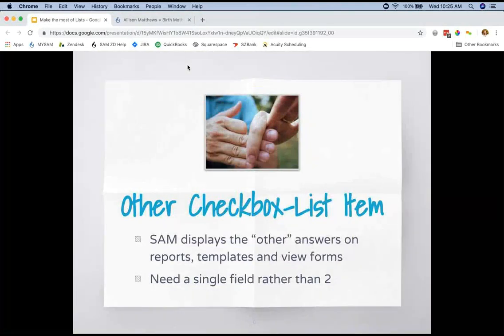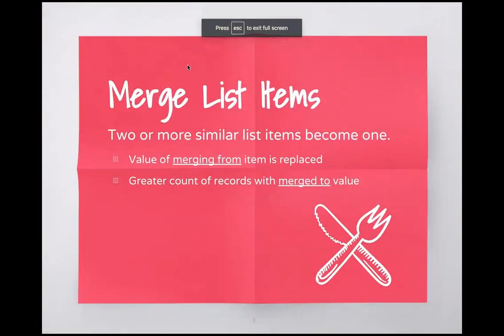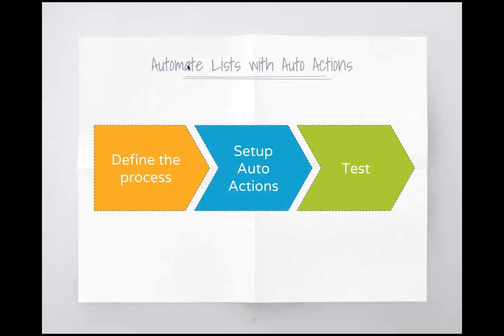The other thing that I want to show you is merging list items. Where you have two or more similar list items, they're going to now become one. The value of the merging from item is going to be replaced with the merge to, and that's difficult to understand until we see it in action, so I'll show you that in a second. Then you're going to end up with a greater count of records, and they are all going to be the merge to value.